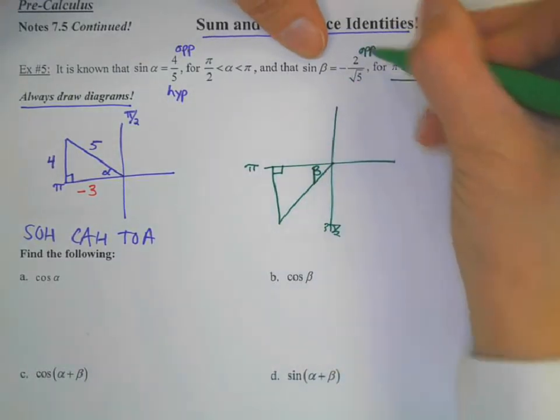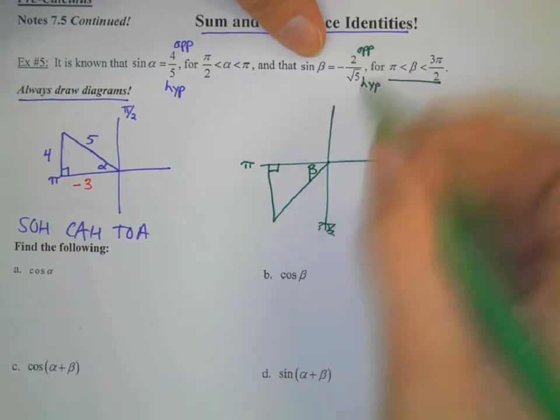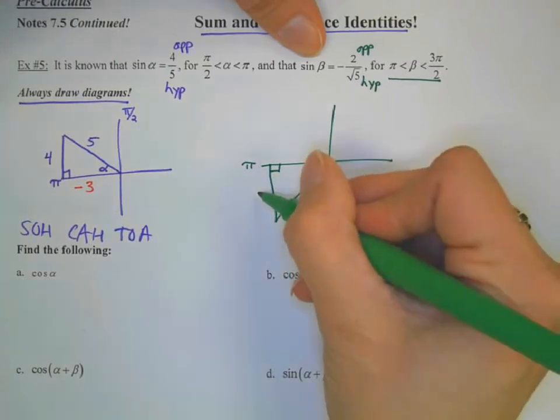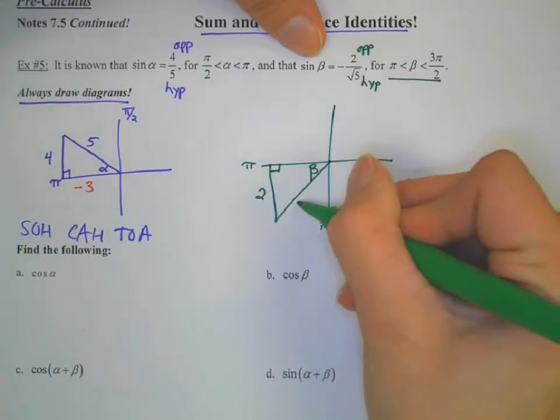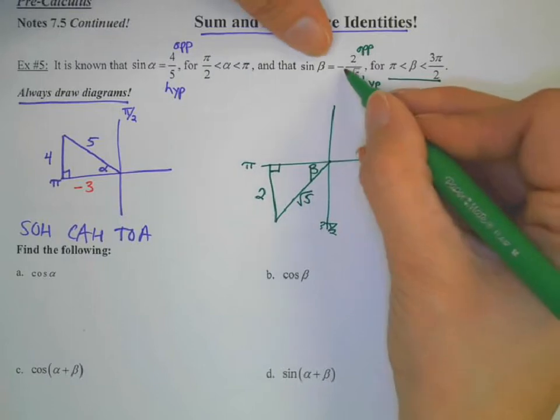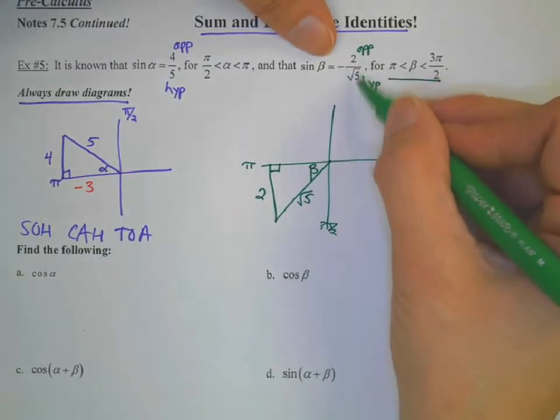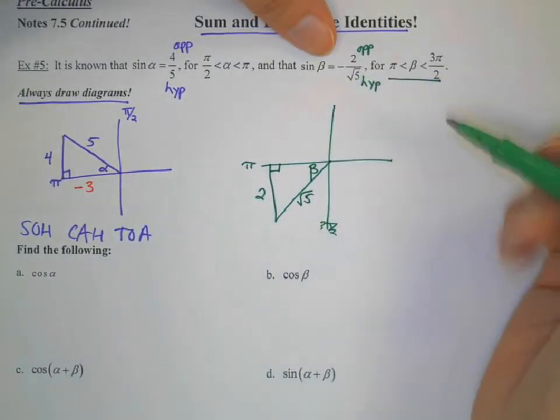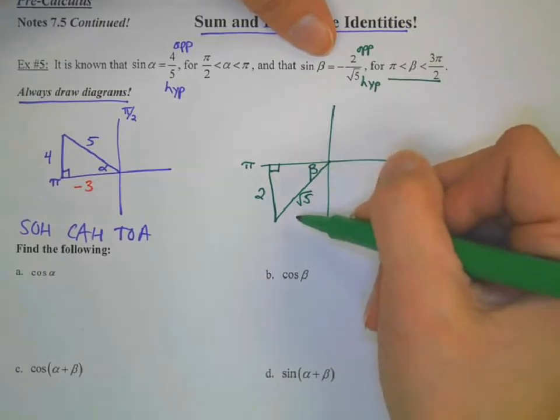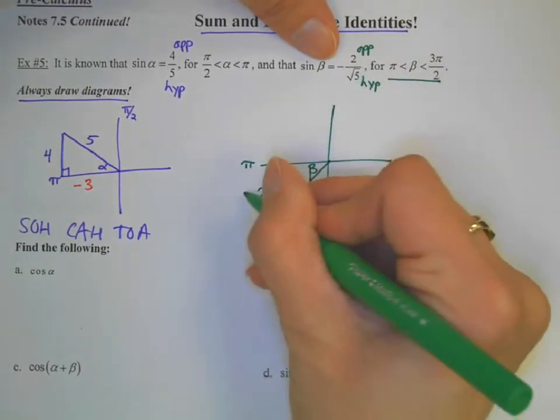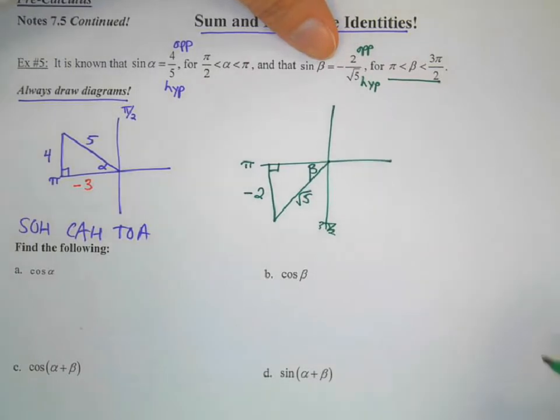Sine is opposite over hypotenuse. Opposite is 2, hypotenuse radical 5. Who is going to get the negative? Can both of them get it? No, because that would cancel out. The hypotenuse never gets it. The 2 needs to go here on the leg going down, of course.